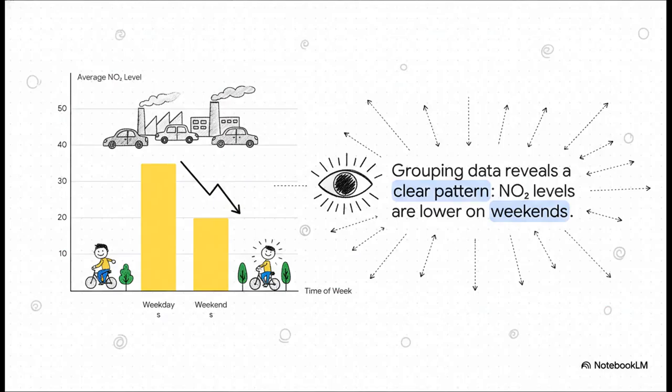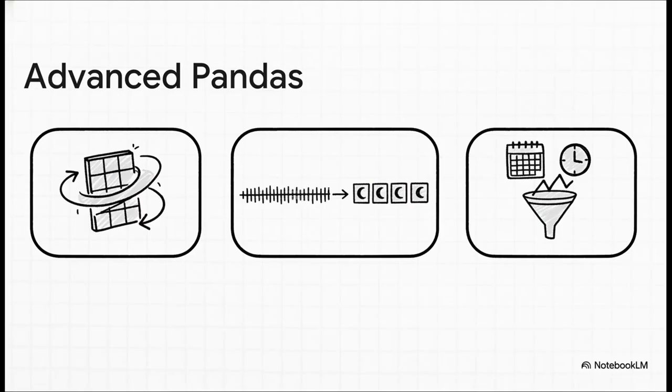And boom, just look at that. This simple chart shows us a really clear pattern. Just by looking at the data from a slightly different angle, we've found that NO2 levels are way lower on the weekends. Now that is an actual insight. And Pandas has so many more tricks up its sleeve. We can totally reshape our data to see it from a new perspective. We can zoom out from hourly data to look at monthly trends. We can pretty much slice and dice our timeline however we want to find interesting patterns.